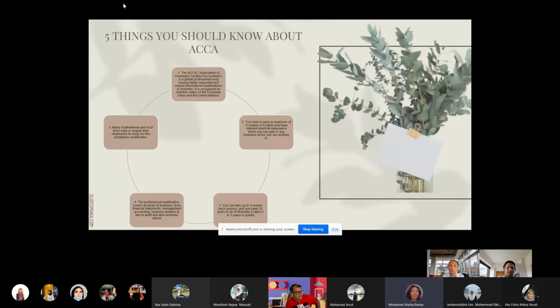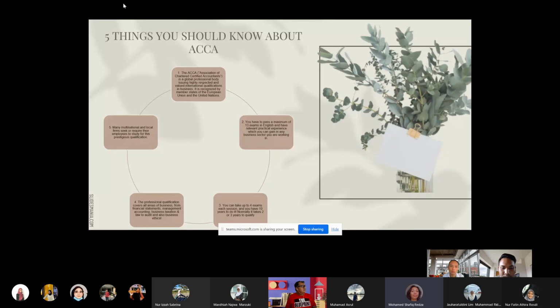And the 5 things you should know about ACCA. First, ACCA is a global professional body issuing highly respected and valued international qualifications in business. It is recognized by member states of the European Union and the United Nations.